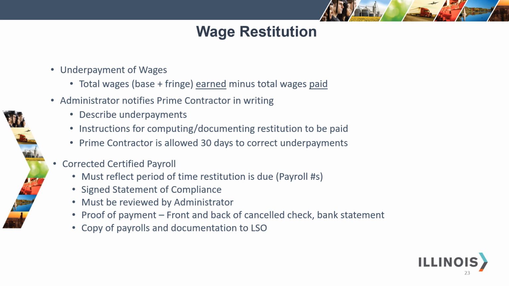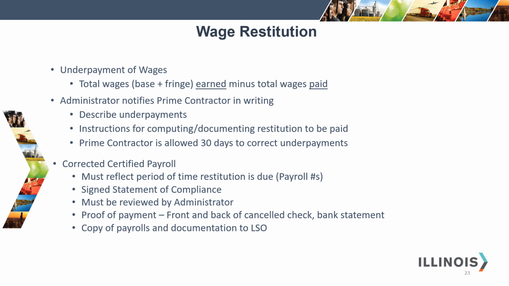Okay, we're going to cover wage restitution. So the underpayment of wages will result in wage restitution. So the total wages, base plus fringe, earned according to the wage rate determination, so what they should have earned according to the wage rate determination for the classification in which they are working, minus the total wages paid by the contractor. The administrator must notify the prime contractor in writing. You need to describe the underpayments and instructions for computing and documenting restitution to be paid.